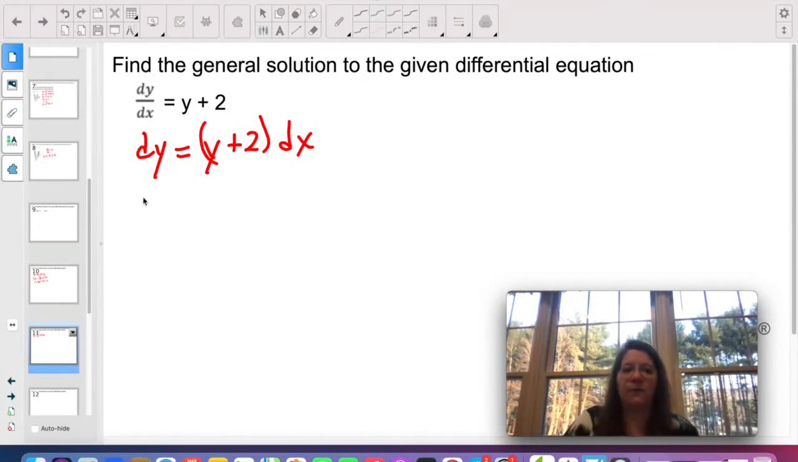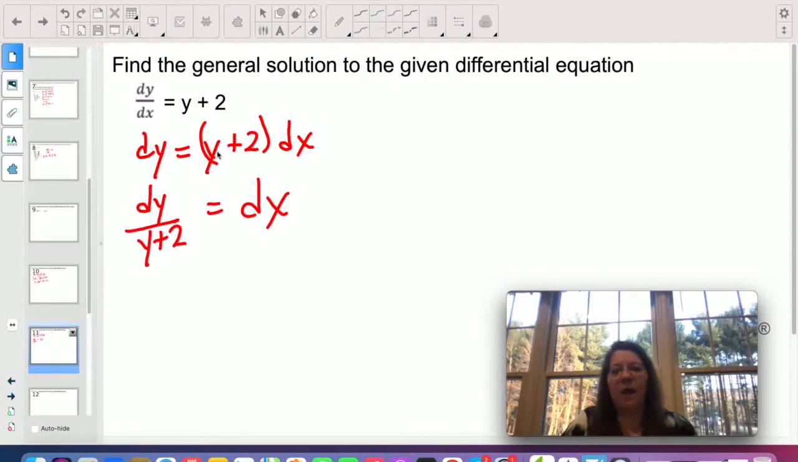So when I do that, this is what I get. I have dy over y plus 2 equals dx. Now, you might be tempted to try to do dy minus y equals 2 dx, but you can't do that because if they're attached with addition or subtraction, they go together. They have to be moved together, and you'll see why when we integrate.